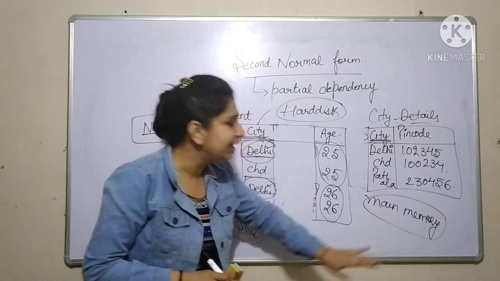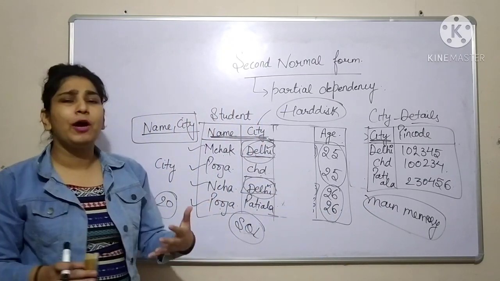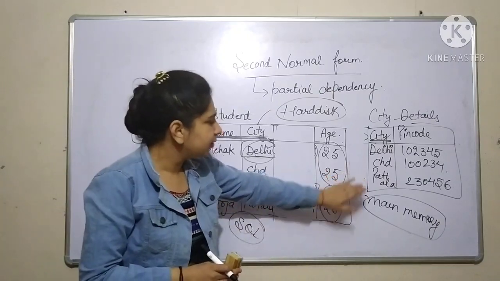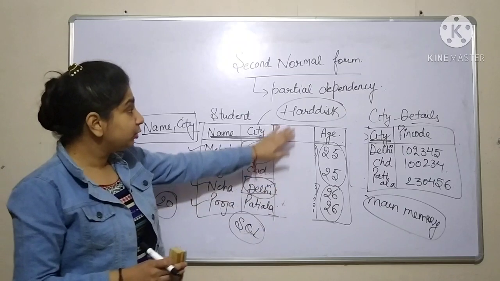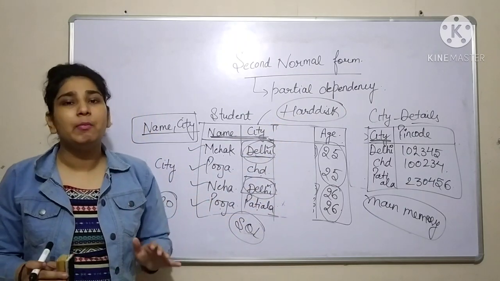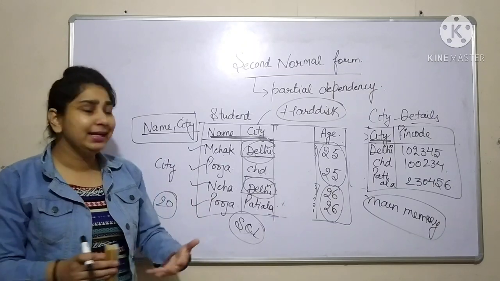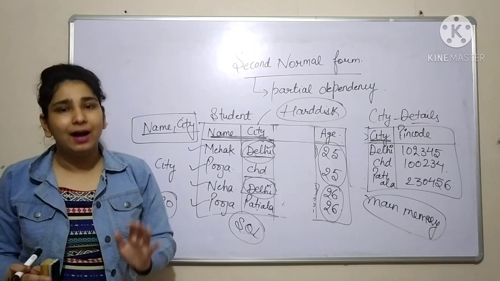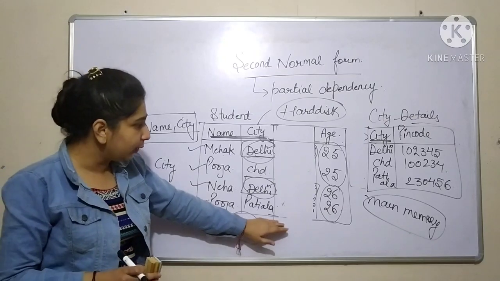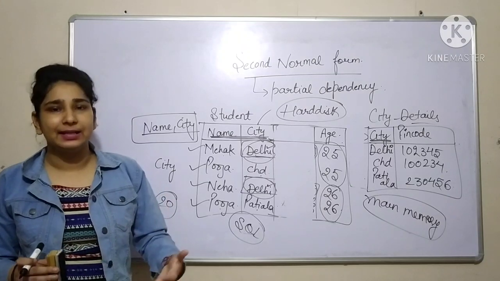happen in the main memory, and it is a temporary memory. For some point of time, you will be joining the tables, okay? But your hard disk is actually the permanent storage. Even if a power failure occurs, your data is still stored permanently in the hard disk, okay? So that's why we are removing the redundancy.